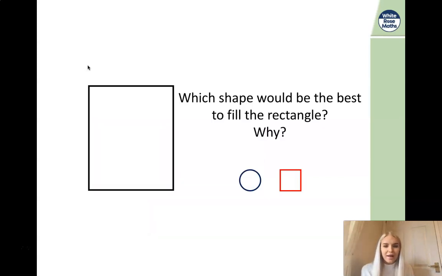So I have got a rectangle here. I want to know which shape would be best to fill the rectangle. Is it going to be a circle or a square, and why? Pause the video and have a think, please.